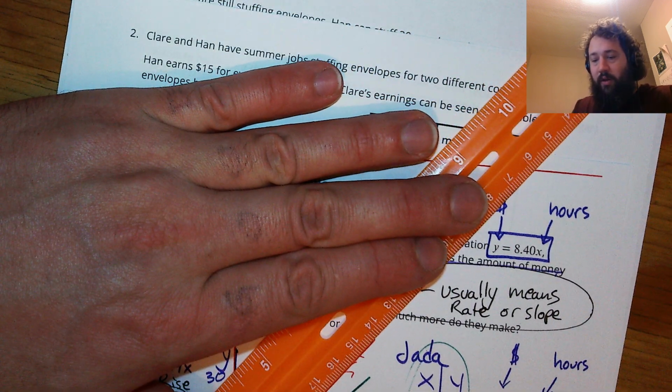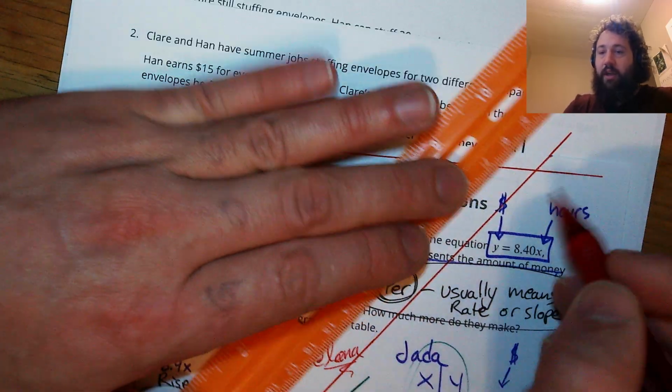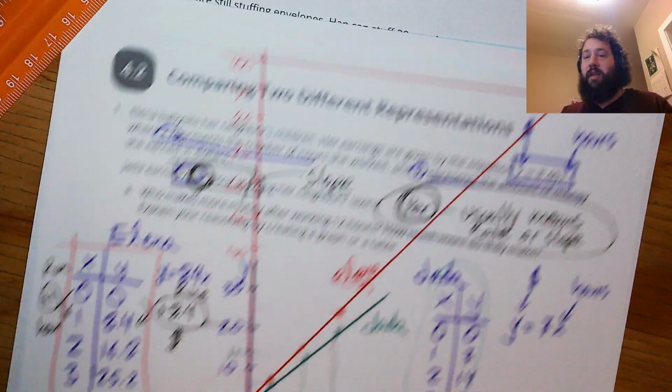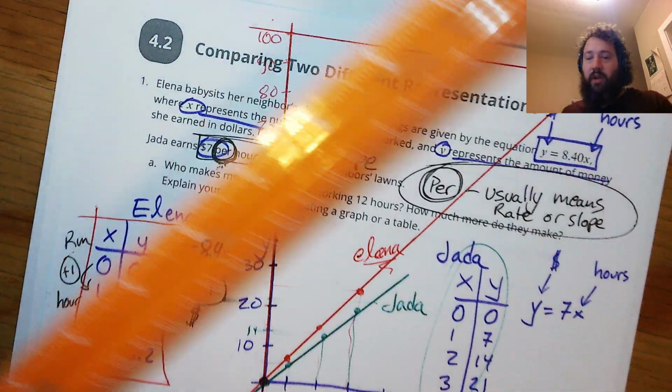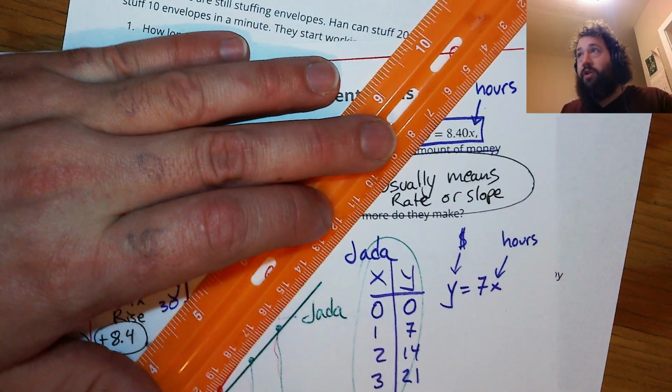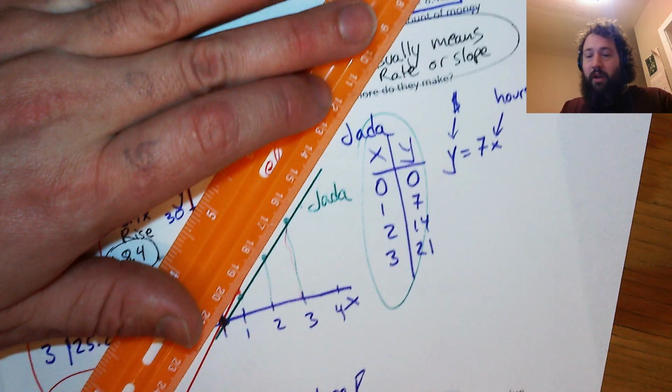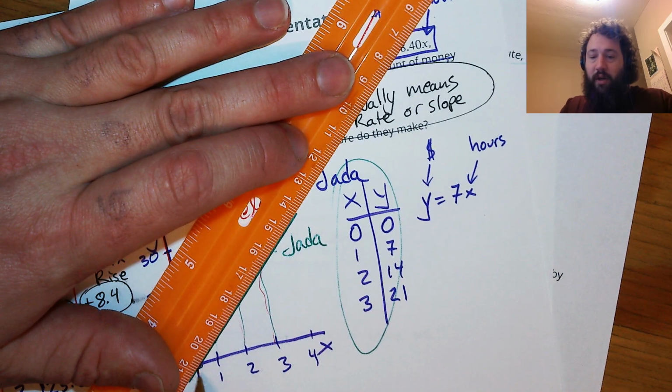Elena looks like she's going to hit it here. See how I'm extending that? I messed up my next page. And Jada is going to hit it much later, so I take Jada and I line hers all the way up.